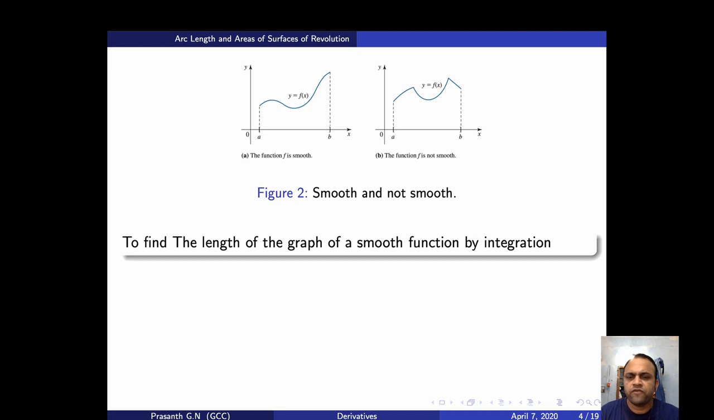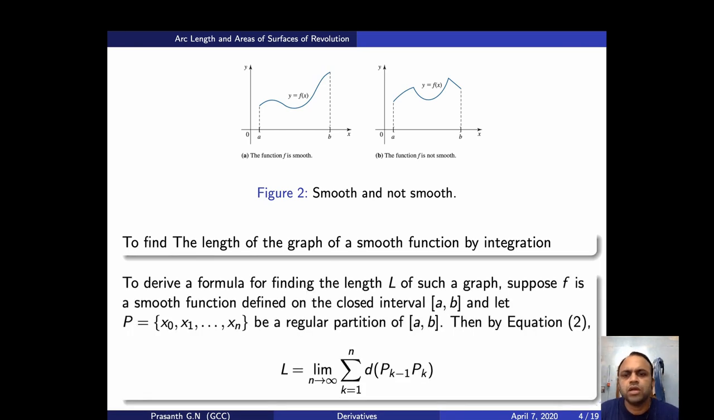To find the length of the graph of a smooth function by integration, basically we defined it earlier. Now we will discuss the length of a smooth curve using integration. You know that y equal to f of x, the length of the curve being L, and by the previous definition, L is equal to the limit as n tends to infinity of the sum from k equal to 1 to n of d(Pk-1, Pk).